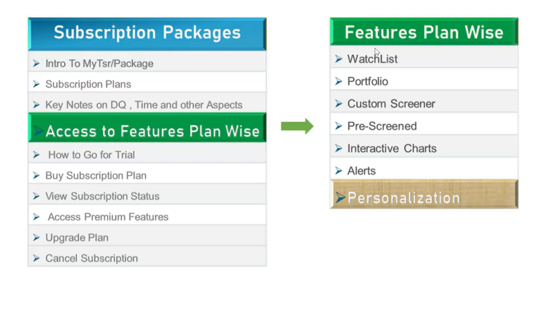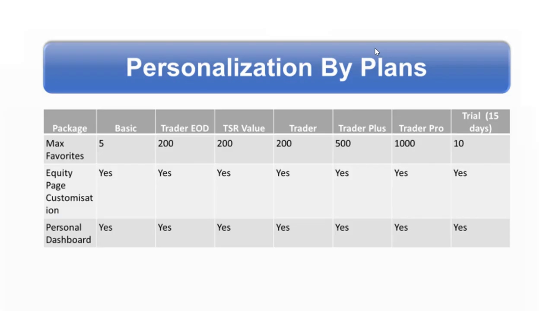This is the final section of this video about the feature overview along with the quota. So let's quickly have an overlook of what's available to you plan wise. You can add favorites. You can add equity page customization, personal dashboard. What is personal dashboard? Basically your home page. This is how you would want to organize the stuff on equity. This is available to you in all the plans. Maximum number of favorites is available starting with 200, which we believe is a pretty good number.